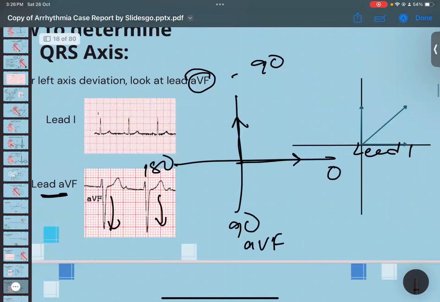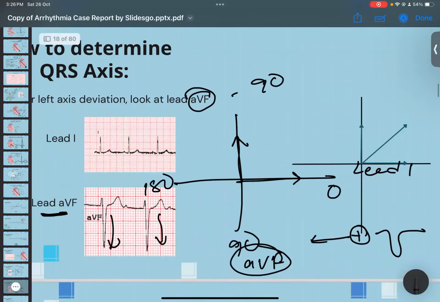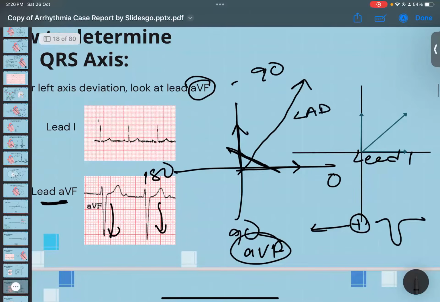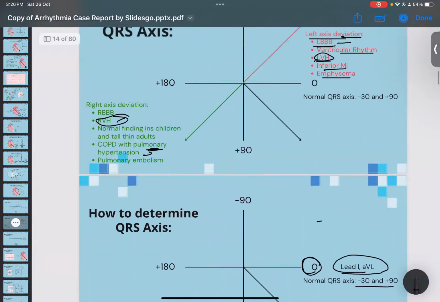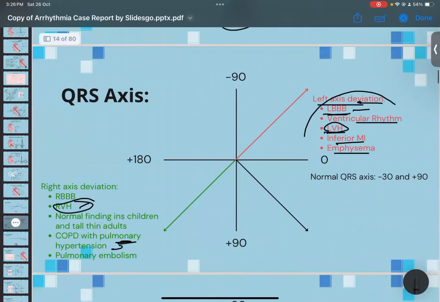Because it's dipping down, we know that if a wave of depolarization travels away from a positive electrode, it goes in a downward direction. So we know that this vector is not traveling towards AVF. Now when we sum up the two vectors, this is going to be our resultant vector. And this is left axis deviation, caused by these causes here.